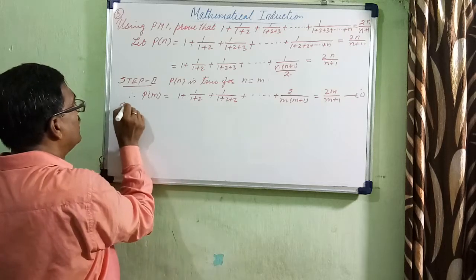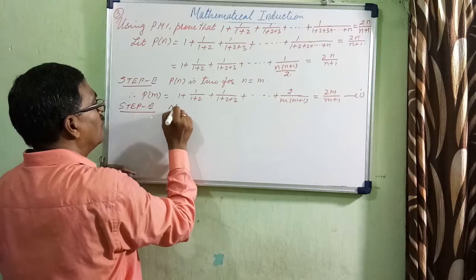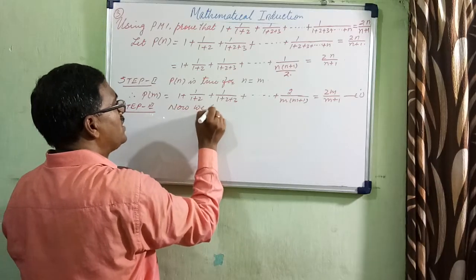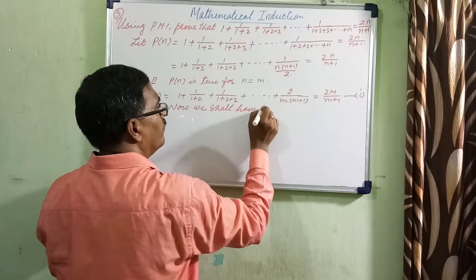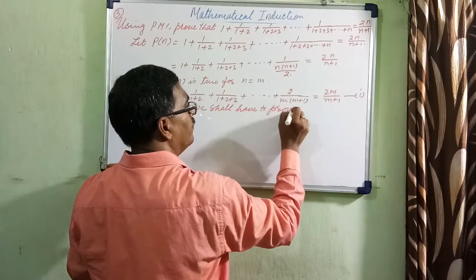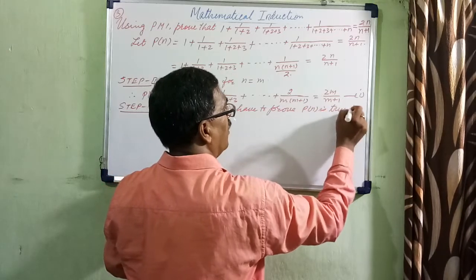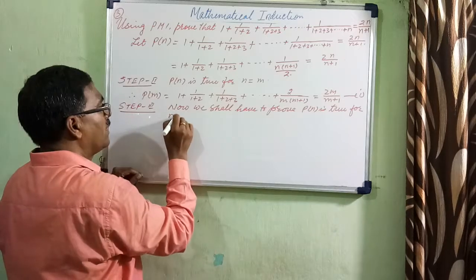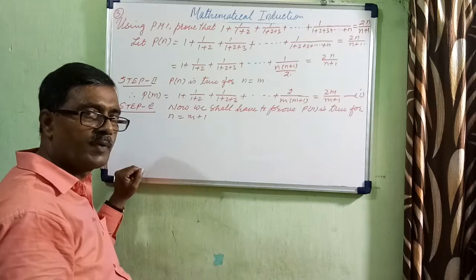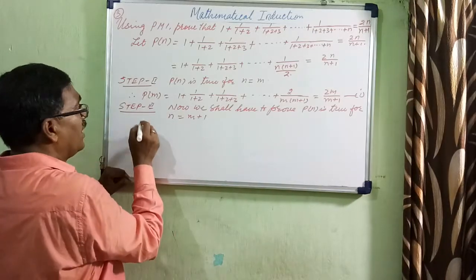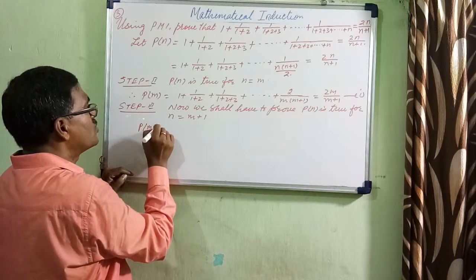What is the third step? Step 3. Now we shall have to prove Pn is true for n is equal to m plus 1. So wherever m is there, you put it m plus 1. So P m plus 1.